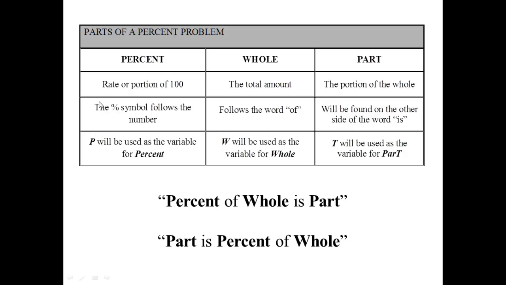The percent is the rate or proportion of 100. You will see a percent symbol that follows the number, so it will be very clear to us what the percent is in our question. The whole is the total amount, and it follows the word of. The whole, we will use the variable w. Part is the portion of the whole, and will be on the other side of the word is. We will use the variable t when we are missing the part.